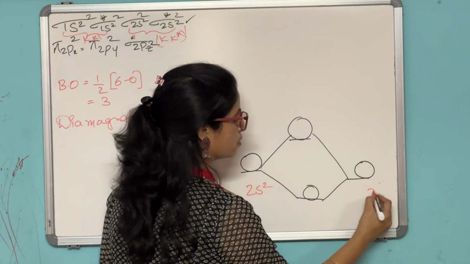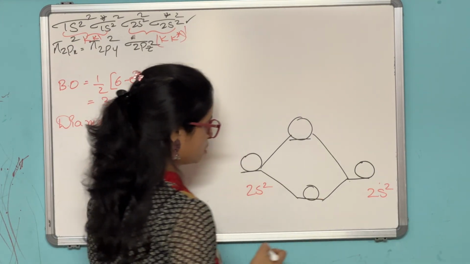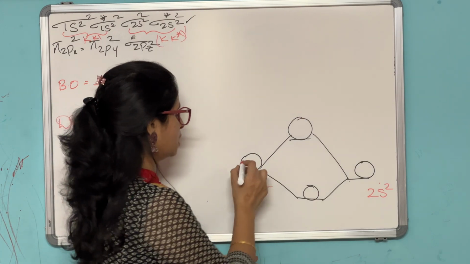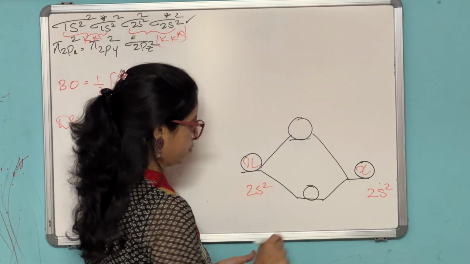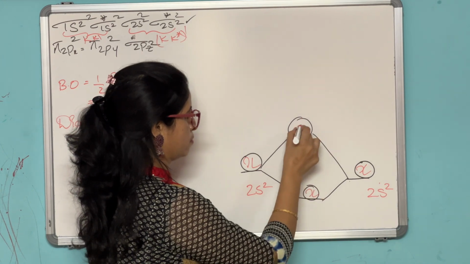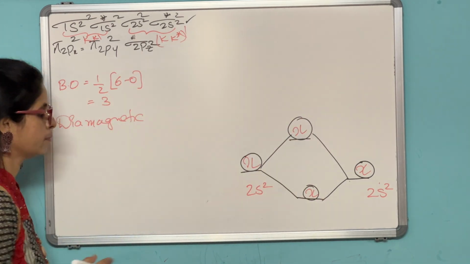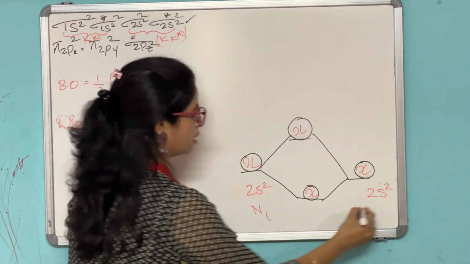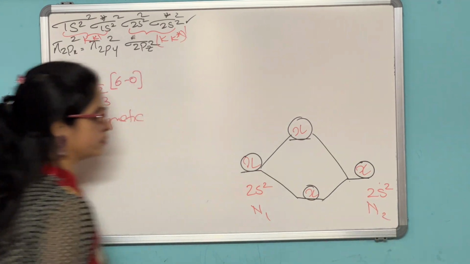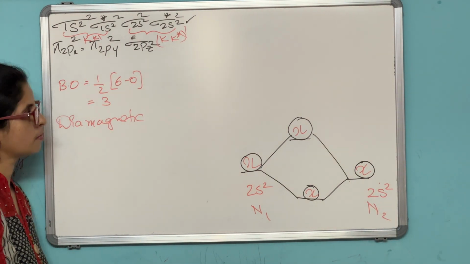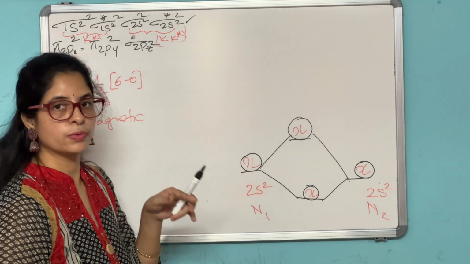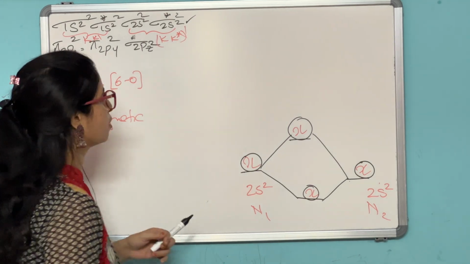And it is also 2s2. Here 2 electrons. Okay, this is one nitrogen, nitrogen 1, nitrogen 2. Okay, 1s2, 2s2, 2p3, the electronic configuration.